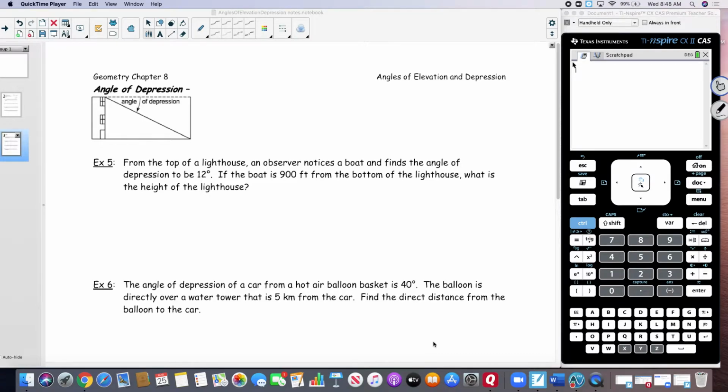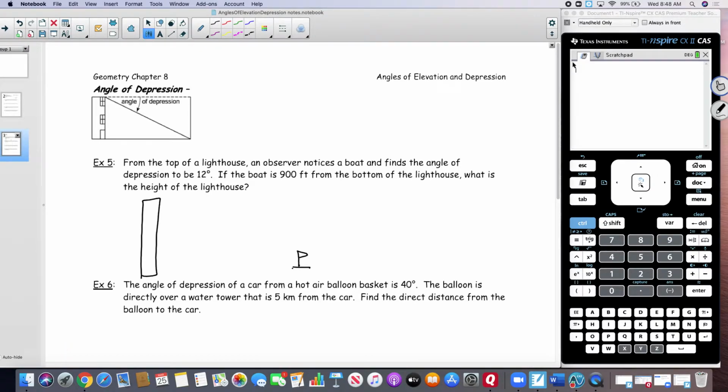So from the top of a lighthouse, an observer notices a boat and finds the angle of depression to be 12 degrees. I think it's easier if you draw this and make your angle of depression your angle of elevation because they're equal. The boat is 900 feet from the bottom of the lighthouse. What is the height of the lighthouse?